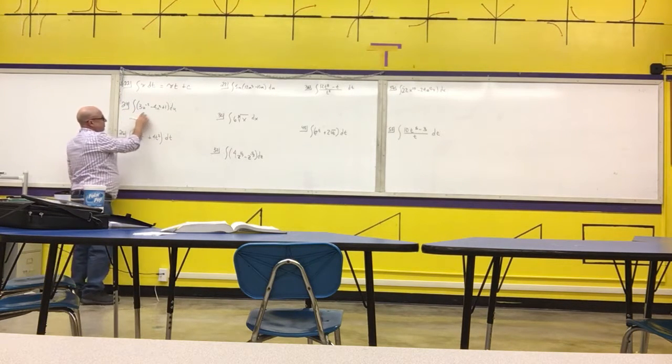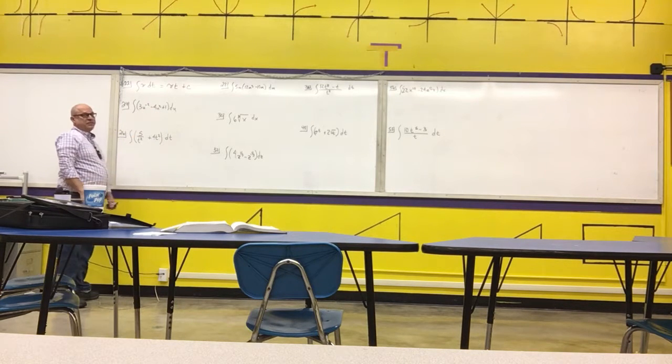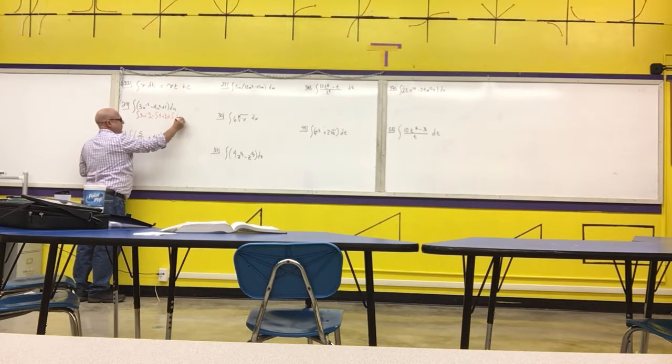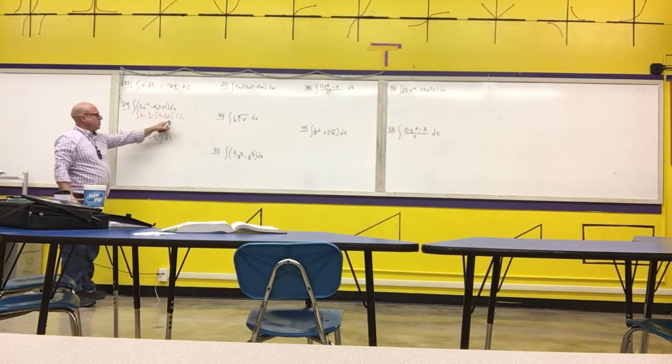The antiderivative of a sum or a difference is the sum or difference of the antiderivatives. I do not need you to break this apart like this, but this is what we're going to be doing. 3u to the negative 2 minus the antiderivative of 4u squared plus the antiderivative of 1. Forgot all the du's here. If you do break it apart, you do need the du with each one of those.